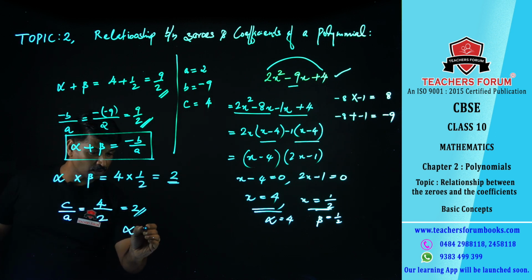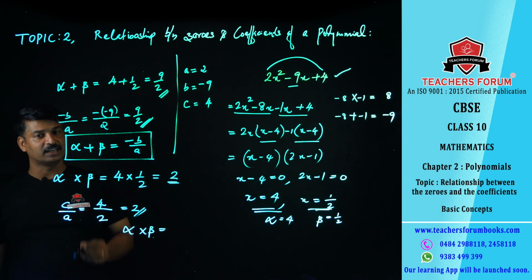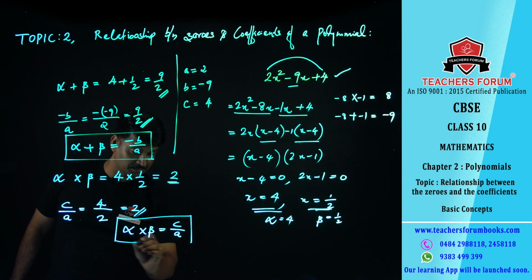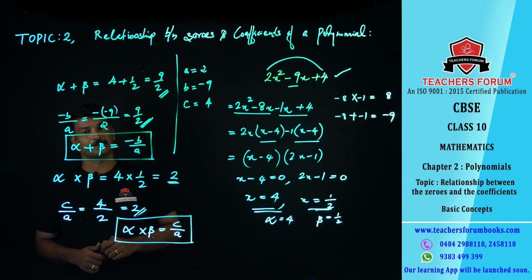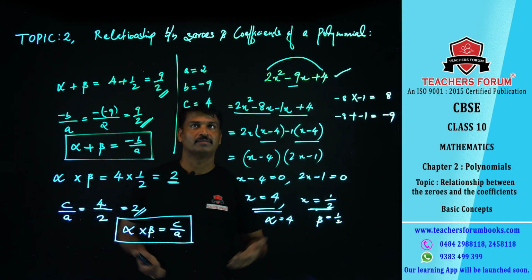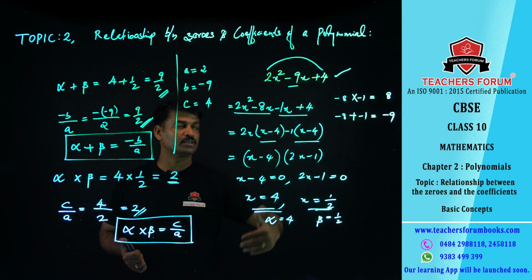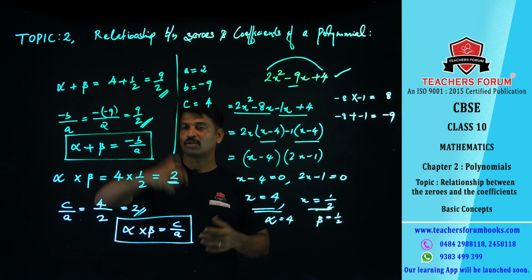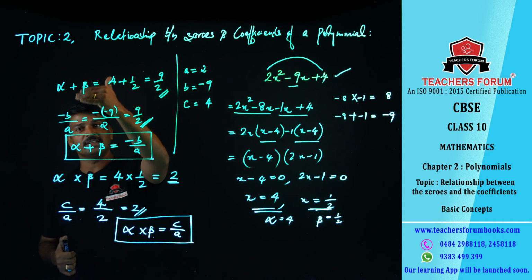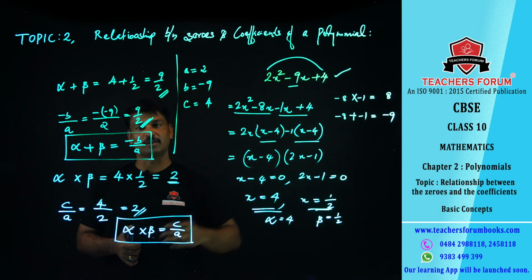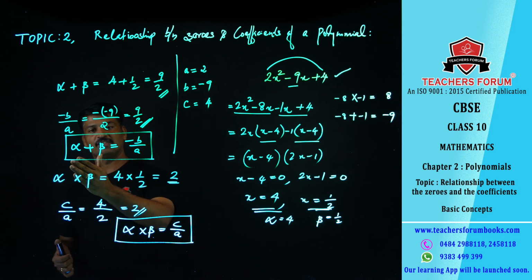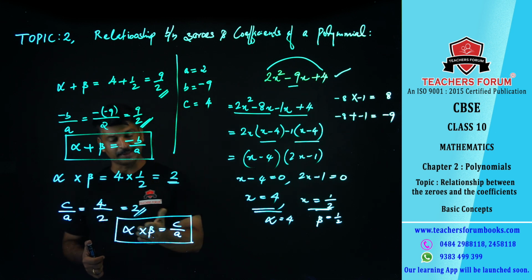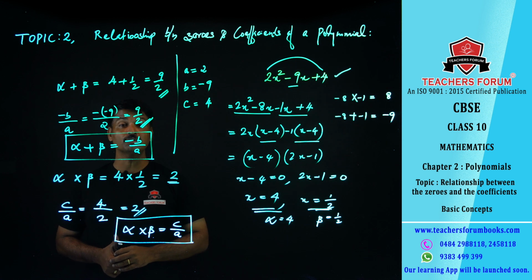That is, the product of zeros, that is alpha into beta, is equal to c by a, that is the constant term divided by the coefficient of x square. So here we have found out the two zeros of a quadratic polynomial, and we found the sum of those zeros and its relationship between the coefficients of this polynomial. That is alpha plus beta is equal to minus b by a, that is sum of zeros, and alpha into beta, that is product of zeros, is equal to c by a.